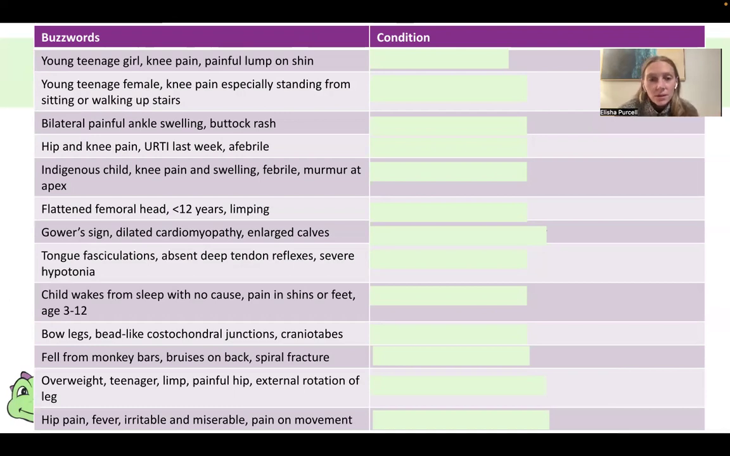But we'll go through this one, so the musculoskeletal revision table. So young teenage girl, knee pain, painful lump on shin. What do we think it is?